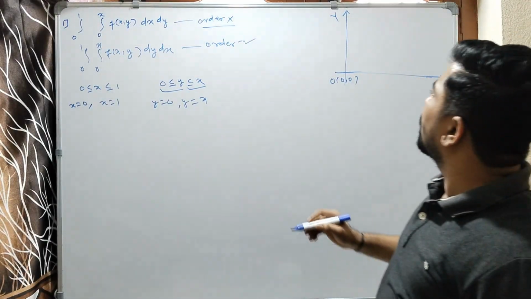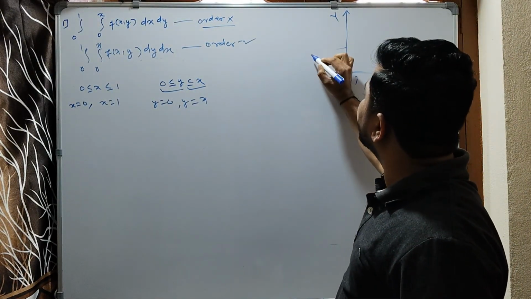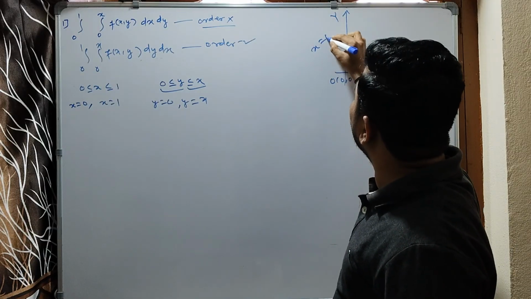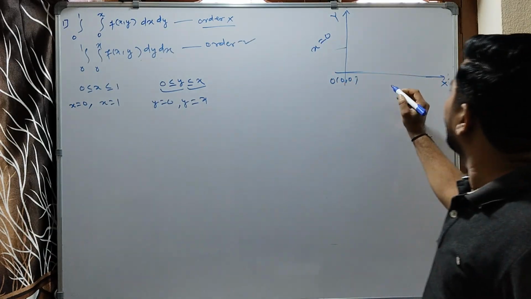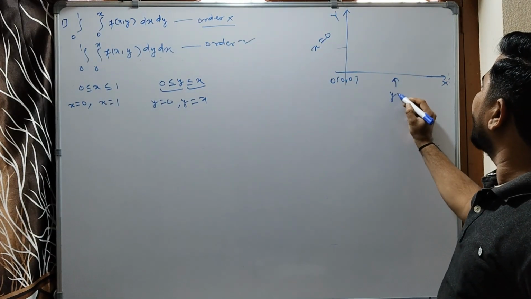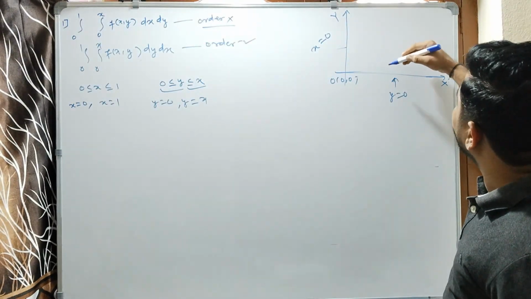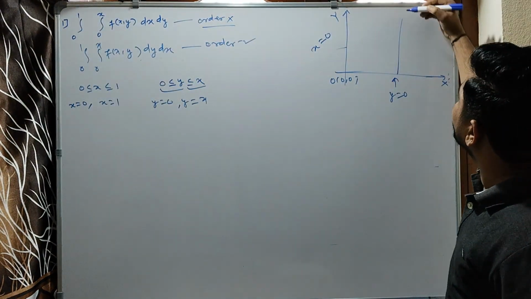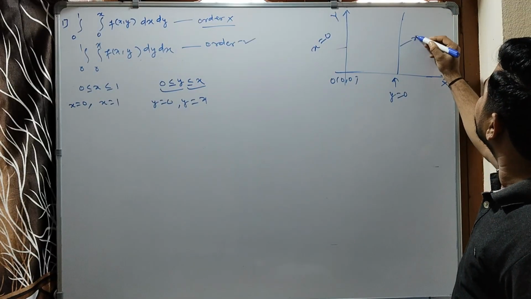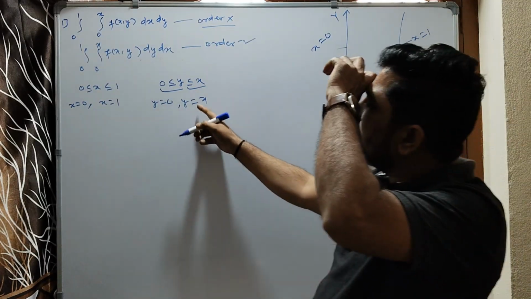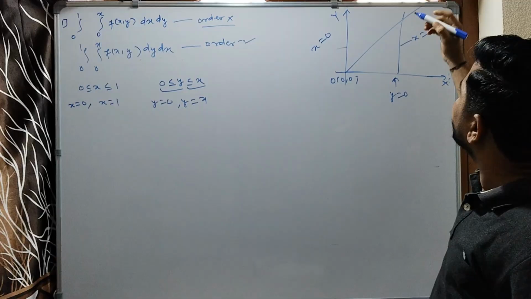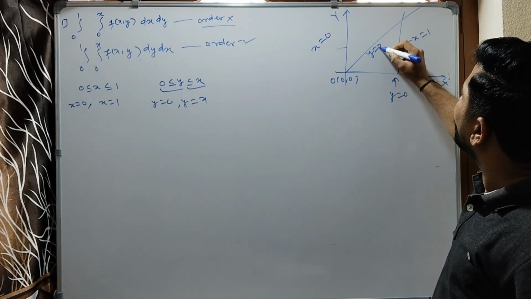Now x equal to 0 means the complete y axis. So let's say this is x equal to 0, and y equal to 0 is along the x axis. Now x equal to 1, so let's say I am taking somewhere x equal to 1. So this is the line x equal to 1, and y equal to x is the line passing through the origin.